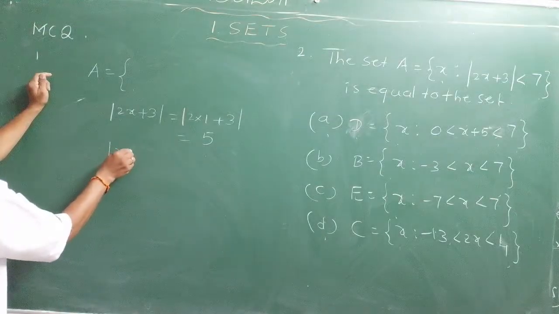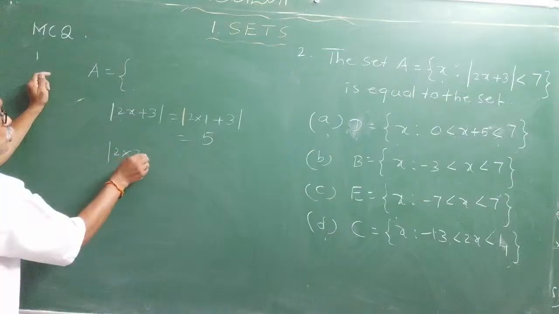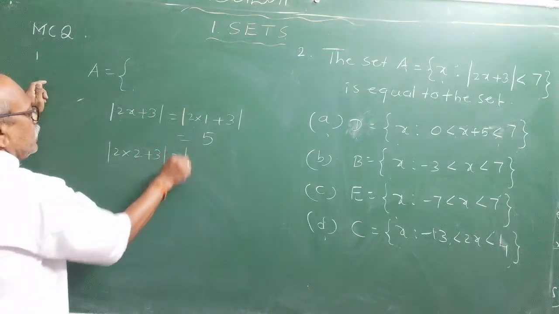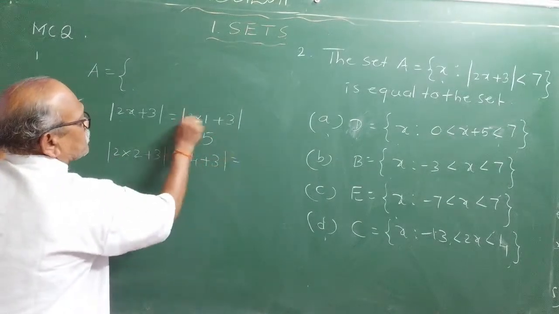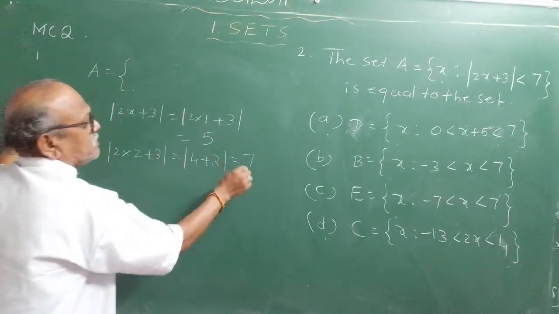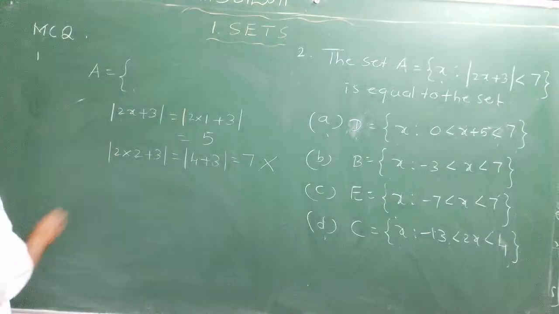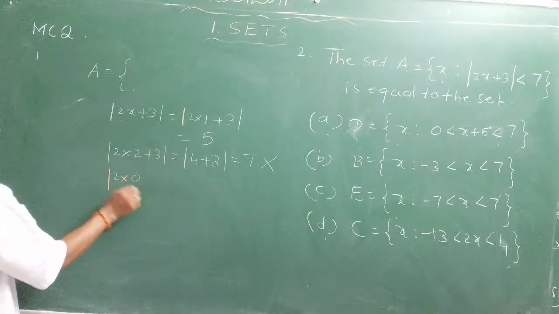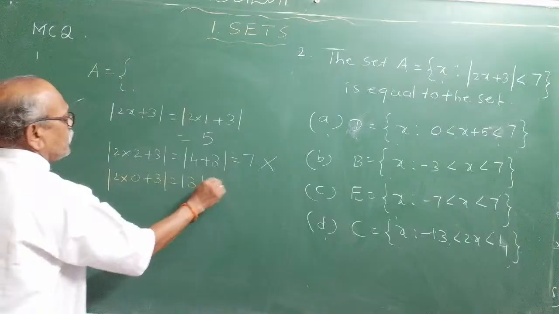If you take 2 into 2 plus 3, what do you get? 2 2s are 4, 4 plus 3 is 7. Modulus means don't take negative values, only take positive values. Modulus means 7. This is wrong. Then you can take lower values. Go on giving 2 into 0, you will get 3. The modulus of 3 is 3.